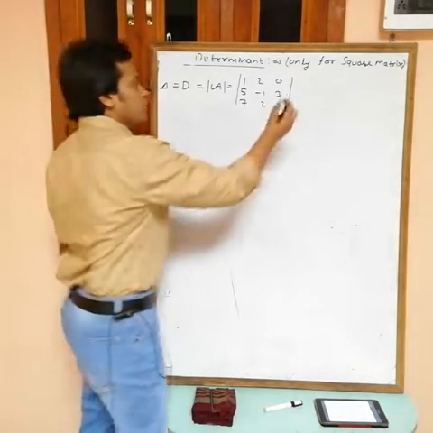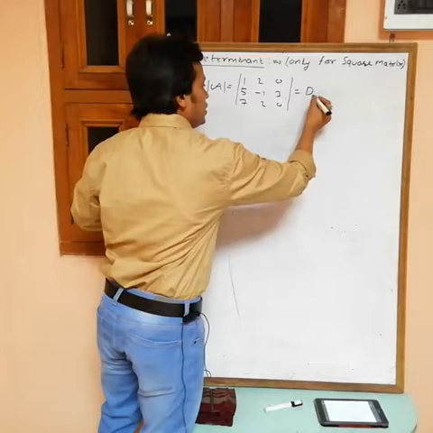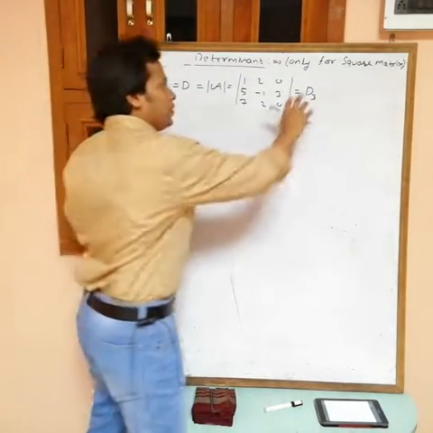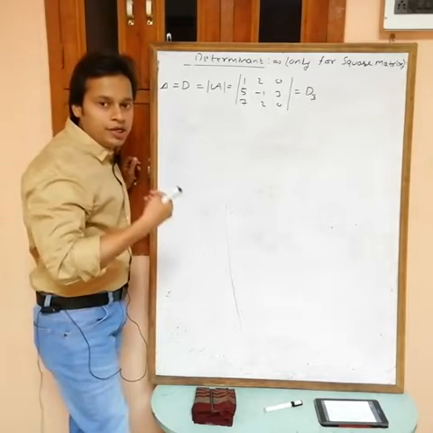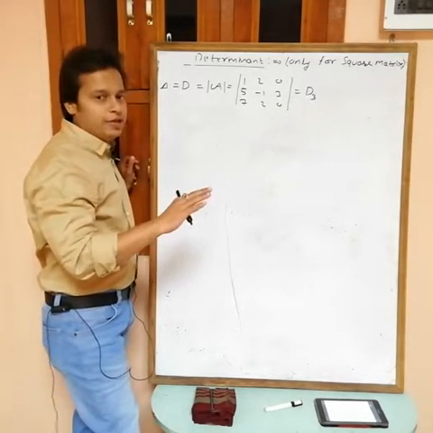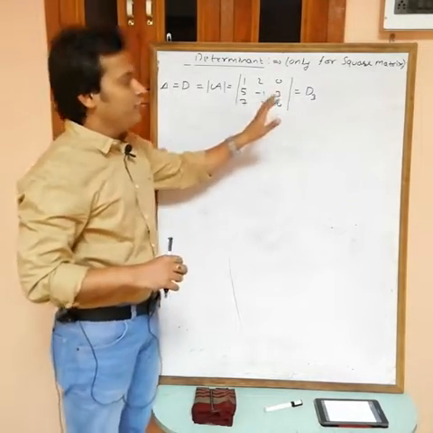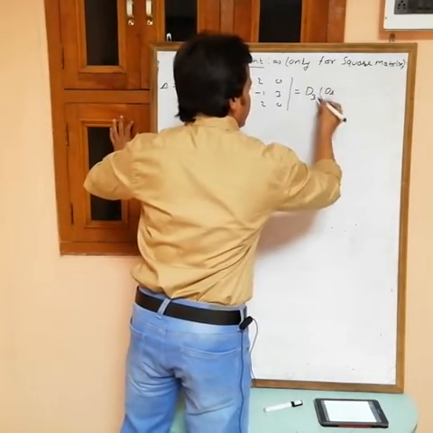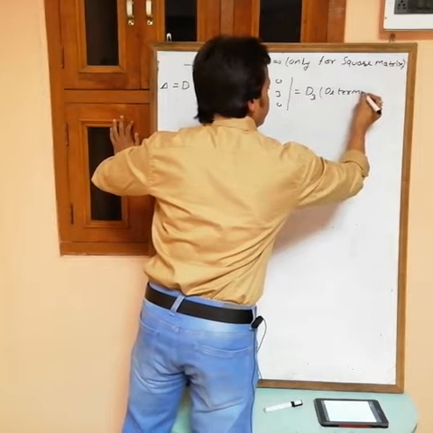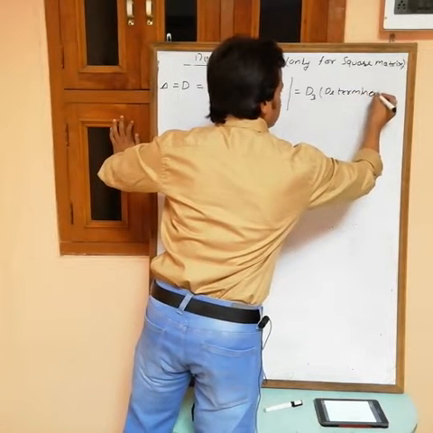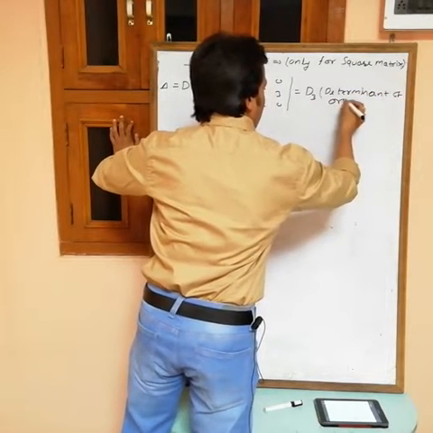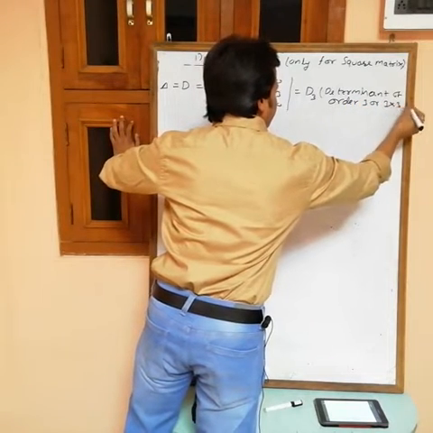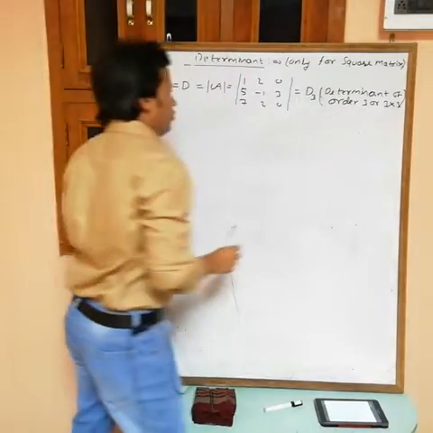Sometimes you can also write this as D3, determinant of order 3. If D3 is written, it means we have a determinant of order 3. 3 means 3 by 3, because determinant is only defined for a square matrix. So D3 means determinant of order 3, or 3 by 3. This is the meaning of D3.